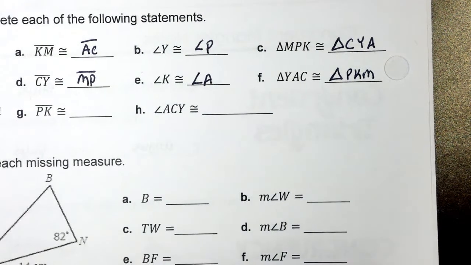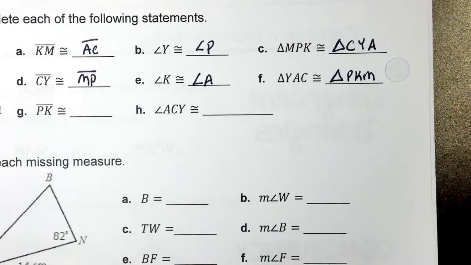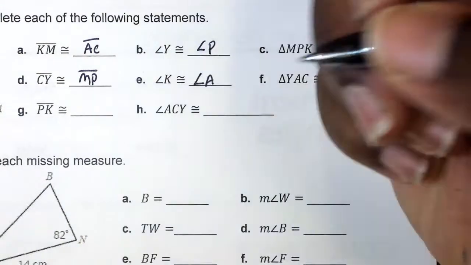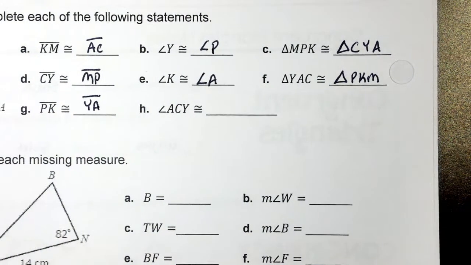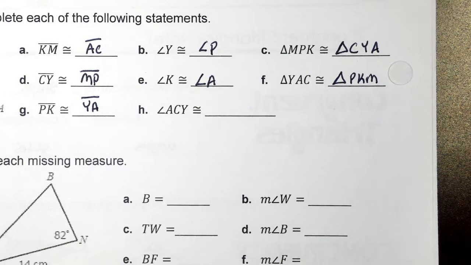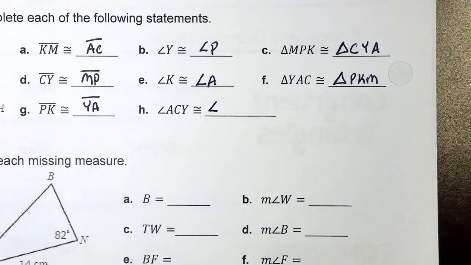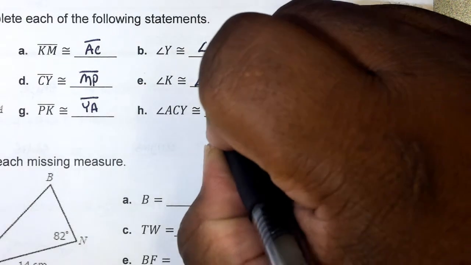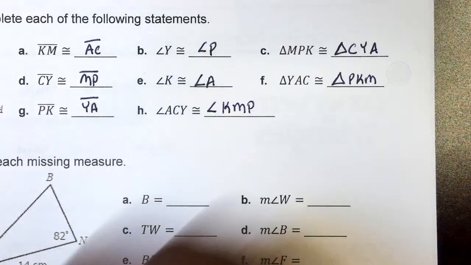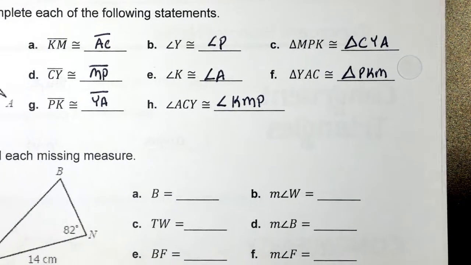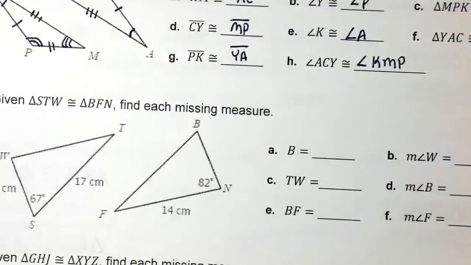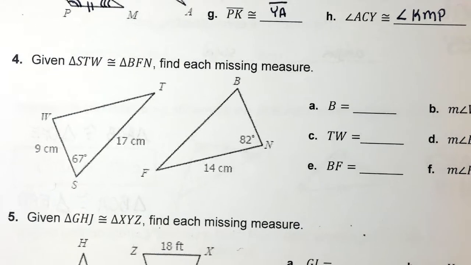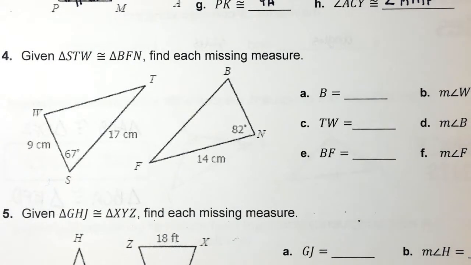Oh, you might as well finish this off. Segment PK. And then the last one says angle ACY. A little bit loud, I can't hear you. There it is, thank you. Yes, angle KMP. Sliding on, getting a little bit more difficult each time.